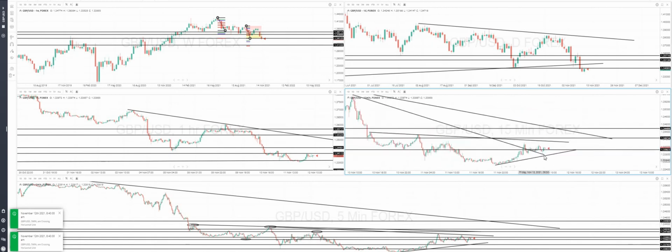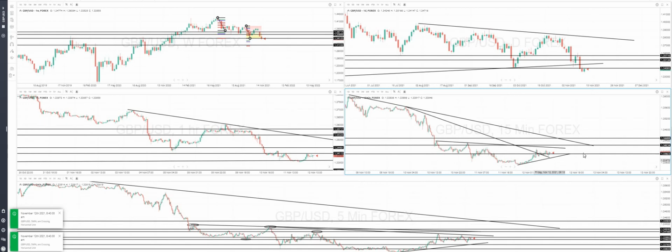I want to see the bears get trapped somewhere below this level. Once that happens, we're going to look for that buy opportunity up to the buyer liquidity, which is at this U resistance and above. So we'll see you guys in a bit when this thing starts to set up.